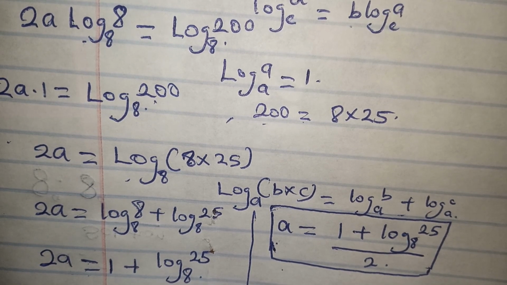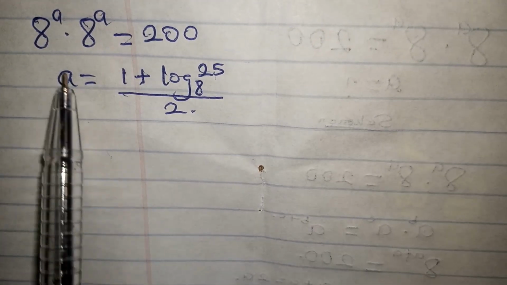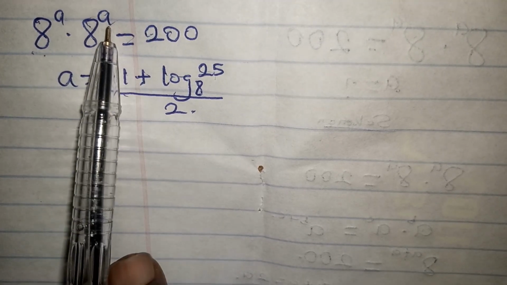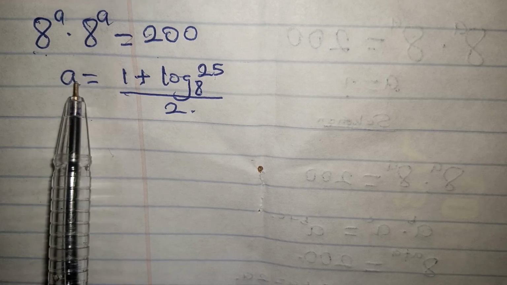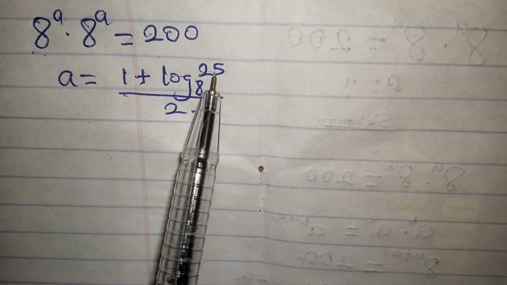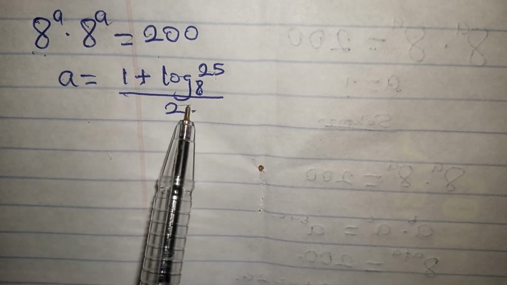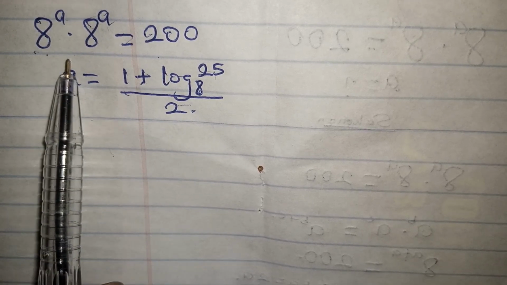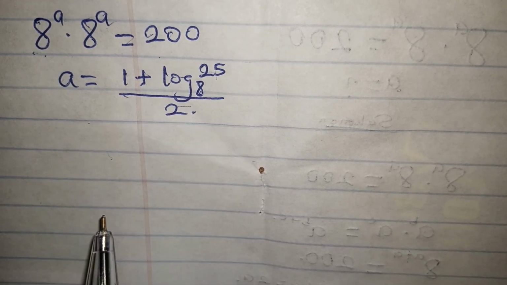So let's do that. Our equation is 8 to the power of a times 8 to the power of a equals 200, and our a equals (1 plus log 25 to base 8) divided by 2. So we want to substitute this value of a into this equation to see whether it equals 200.